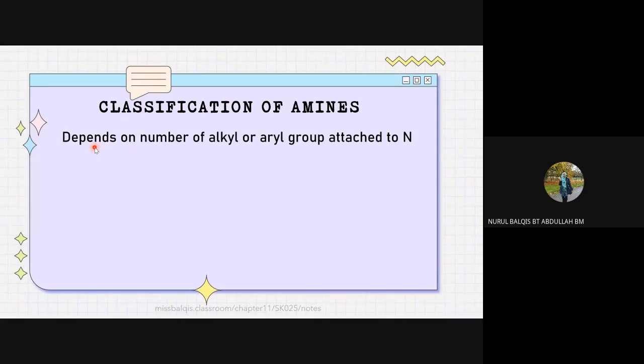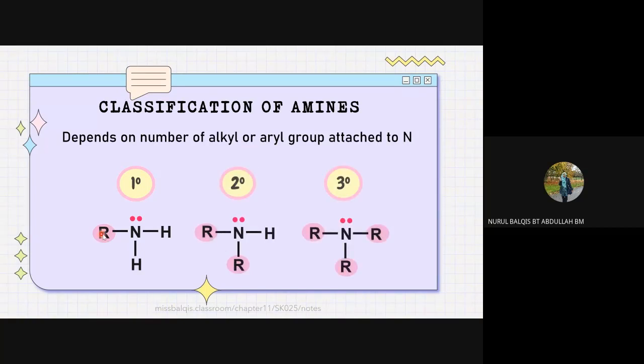Okay, for amines itself, kita ada juga classes of amine. Before kita ada classes of alcohol, kita ada classes of alkyl halide. But it all depends on the alkyl group, okay, alkyl group or aryl group attached to the carbon. But this time for amine, we're going to look at the alkyl or aryl group attached to nitrogen. Bukan pada carbon, tapi pada nitrogen. Itu ada beza sikit. So, sama juga. Primary pun ada satu alkyl group, secondary ada dua alkyl group, tertiary ada tiga alkyl group. But the alkyl group, kita tengok attached to the nitrogen, bukan pada carbon. Clear kan yang ni?